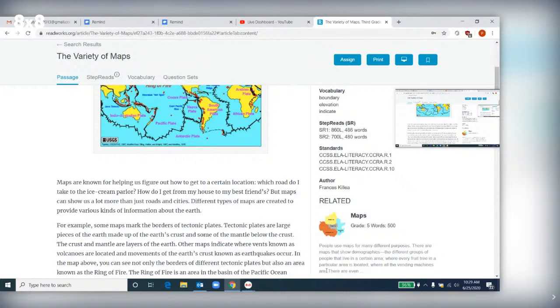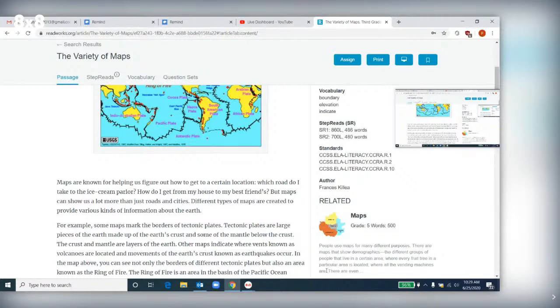For example, some maps mark the borders of tectonic plates. And tectonic plates are a large piece of the Earth made up of the Earth's crust and some of the mantle below the crust. The crust and mantle are layers of the Earth. Other maps indicate where vents known as volcanoes are located and where the movement of the Earth's crust known as earthquakes occur. In the map above, you can not only see the borders of different tectonic plates, but also an area known as the Ring of Fire.